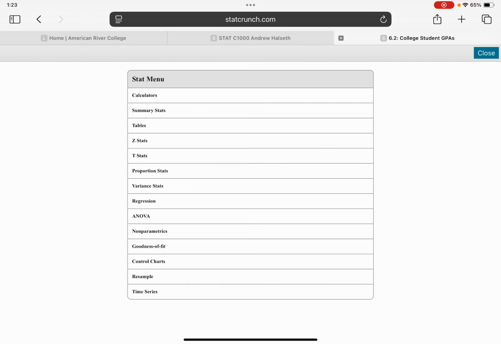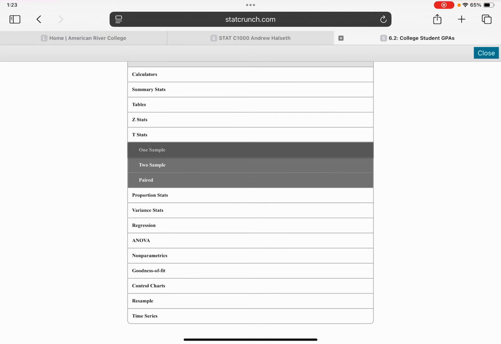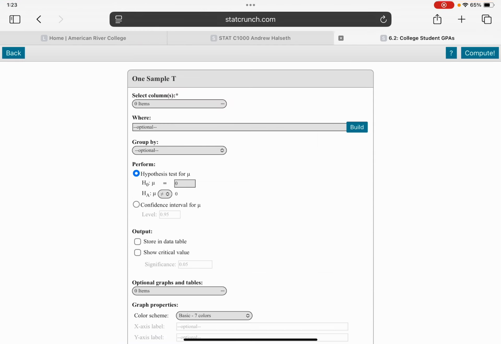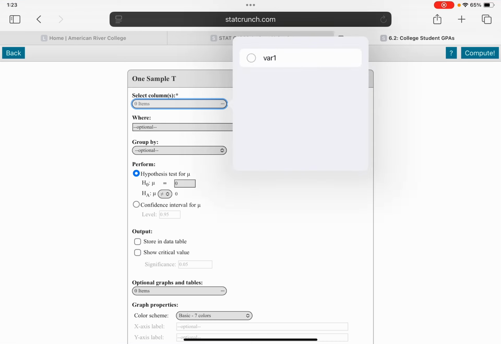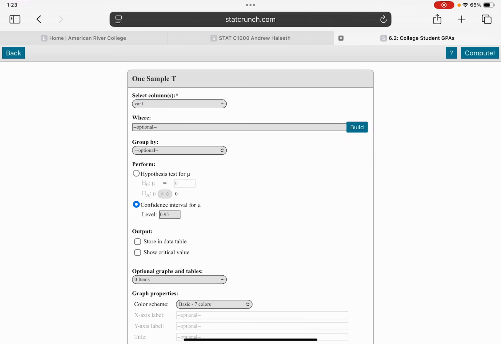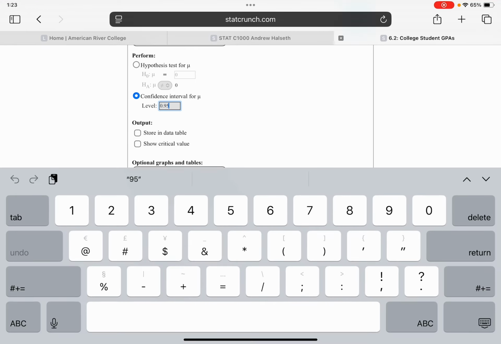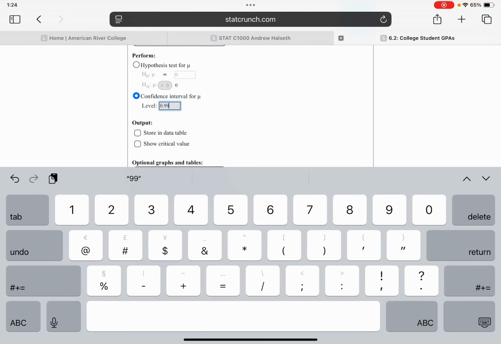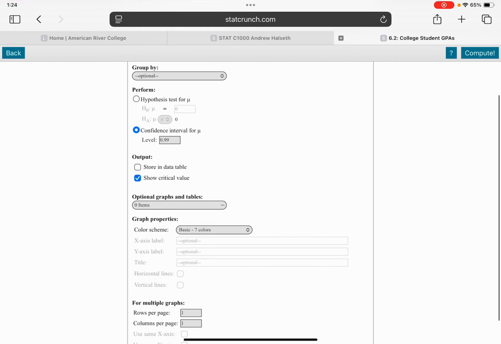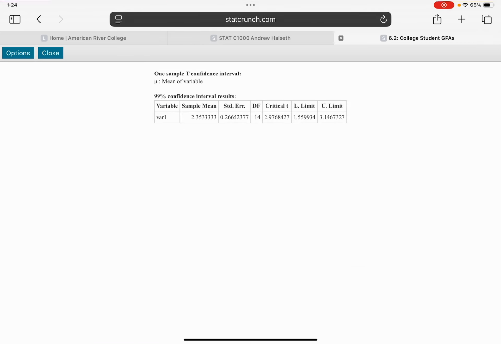Now the new location. Notice before we were going Z stat in 6.1. 6.2 is T stat right below it. See where it says T stat? I'm going to click on that. And it's one sample. And with data, because I have the raw data. I select the column. I choose confidence. This one was a 99% confidence. So 99% confidence. Hey, why not get the critical value? And I compute. Okay. And that'll give me my confidence interval.